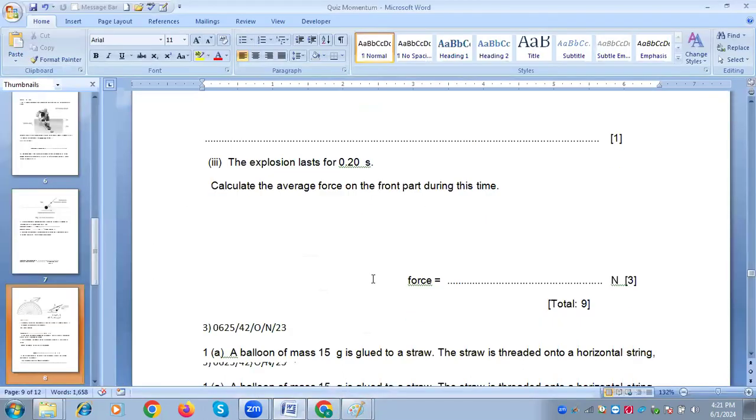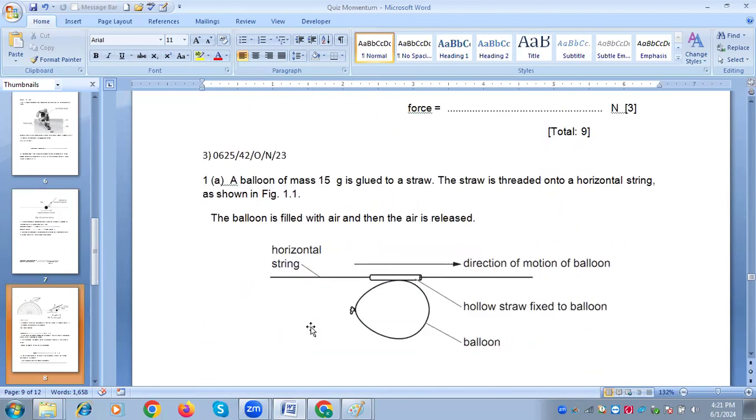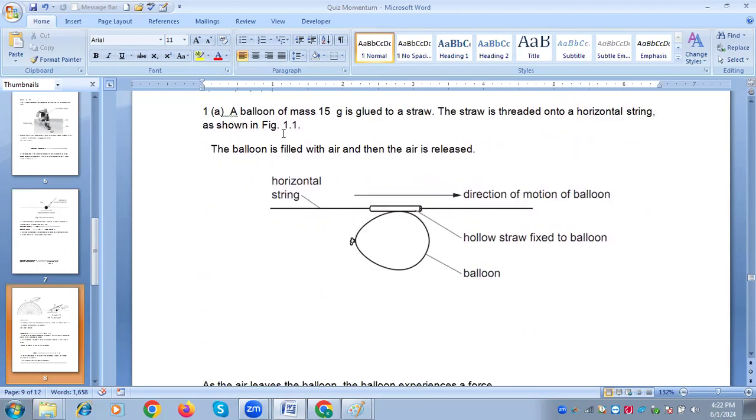Now there is another question, and this is again from IGCSE, recent paper, October November 2023, variant 42. A balloon of mass 15 gram is glued to a straw. The straw is threaded onto a horizontal string as shown in figure. The balloon is filled with air and then the air is released. Well, of course, this is a rocket case, same as that of rocket case.